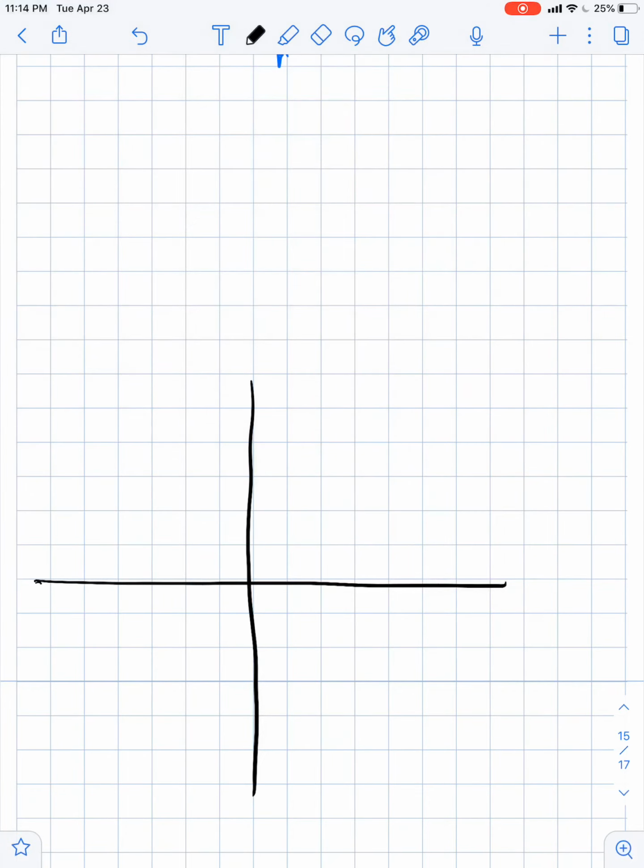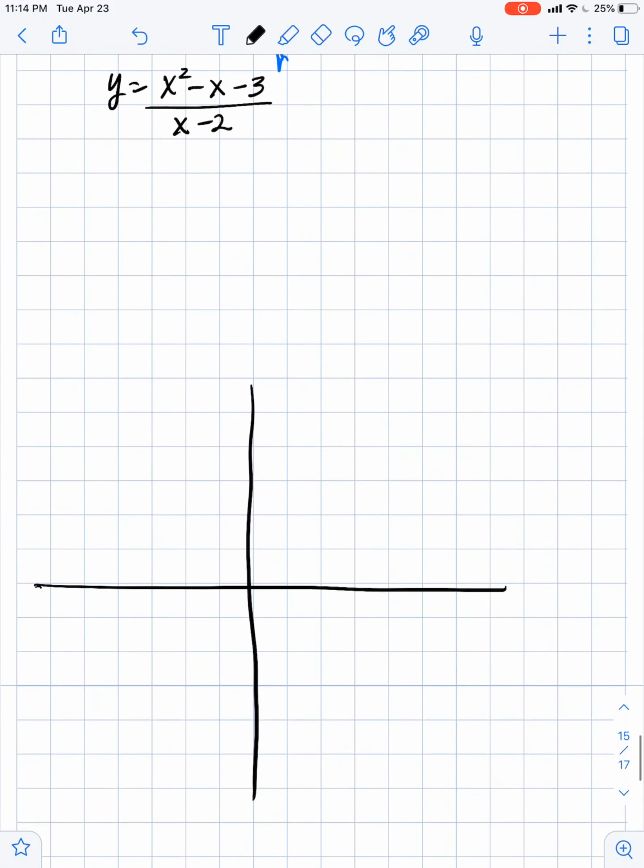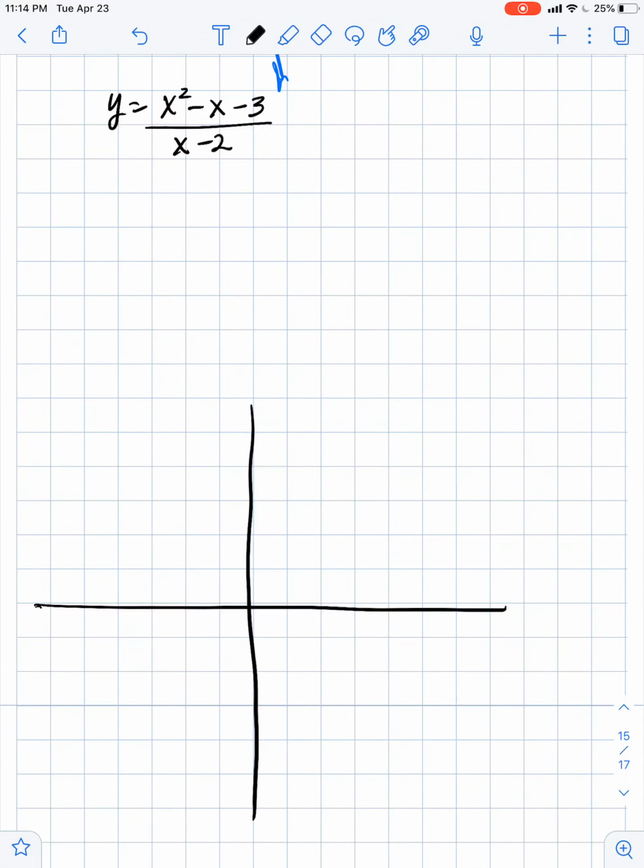So let me give you y equals x squared minus x minus 3 over x minus 2. Let's see, how is that quite a bit different? I did x minus 2 last time. Let's change that, because I did x minus 2 last time. Let's do x minus 3.